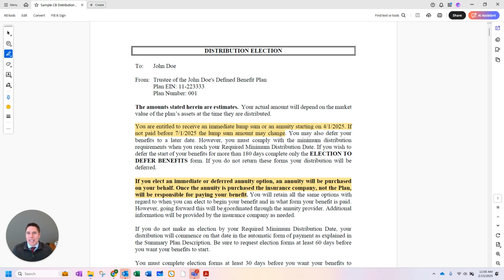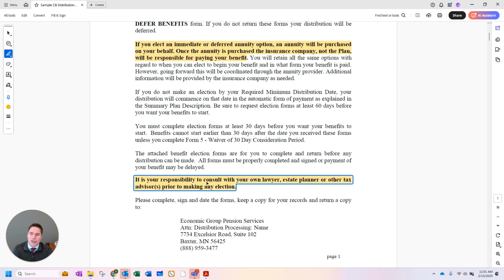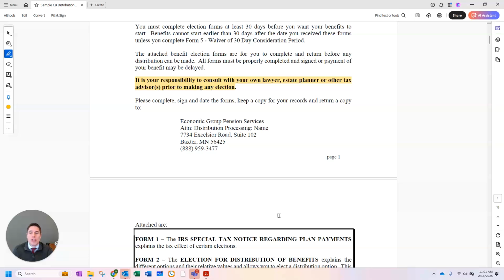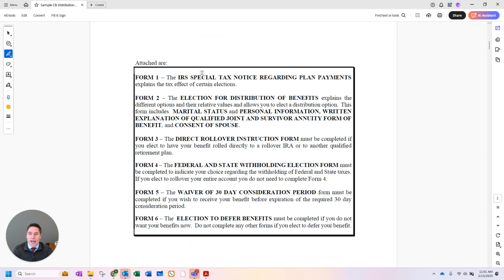Right now, we're terminating the plan. So if you're receiving this, you're not receiving this because you're retiring, but the plan is terminating. And so I definitely recommend that you just take a distribution of the money and roll it over into your existing retirement plan or the 401k plan of the office. It says here it's your responsibility to consult with your own lawyer, estate planner. So basically, you're responsible for what you do here. My intent is to help you, and I hope I can do that.